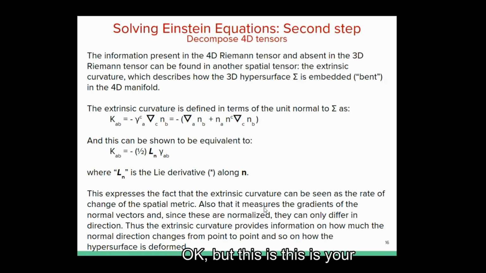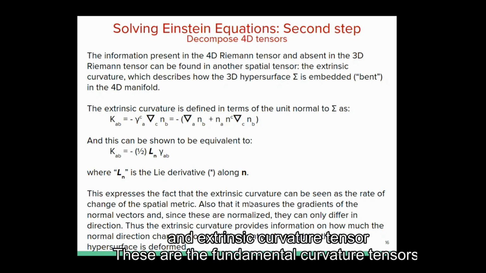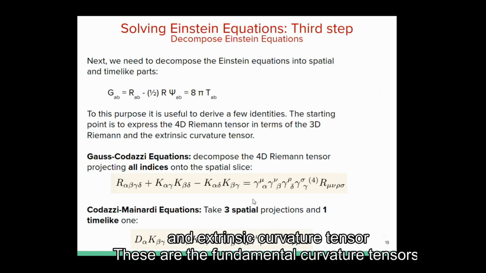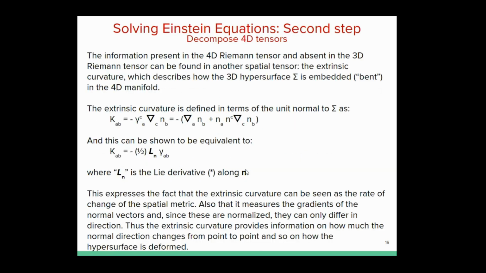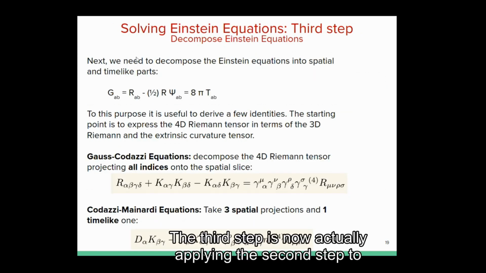Okay, so the 3D Ricci tensor and extrinsic curvature are our fundamental curvature tensors. Between them we have all the information. That's because we did a split of space into space, time into space. The third step is now actually applying the second step to Einstein's equations.